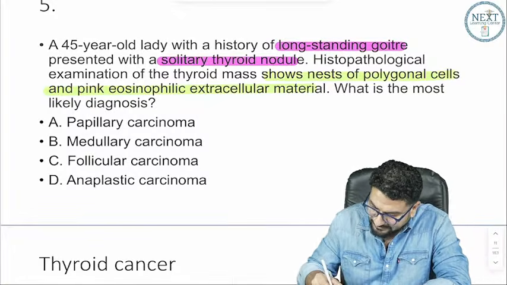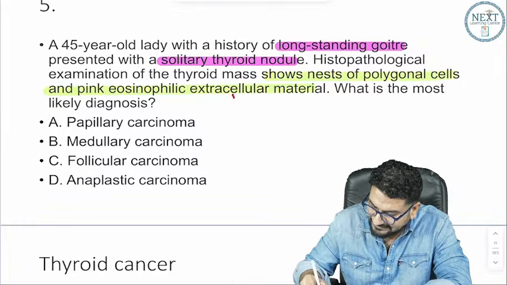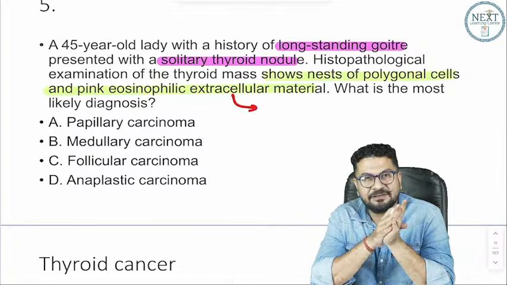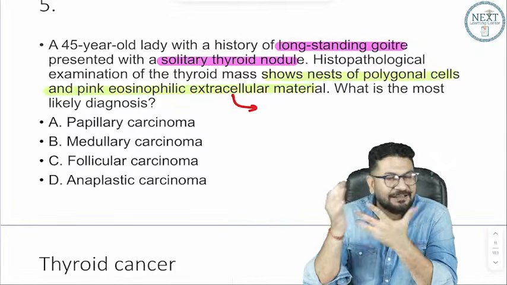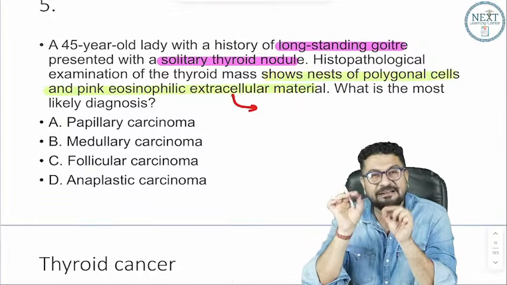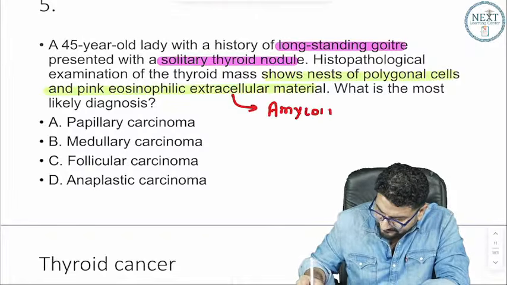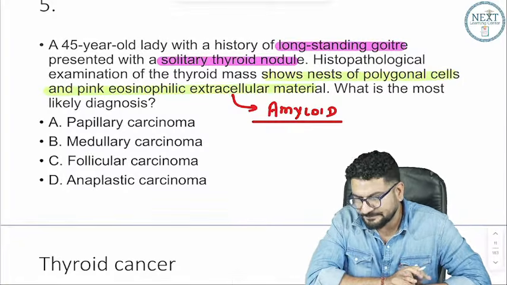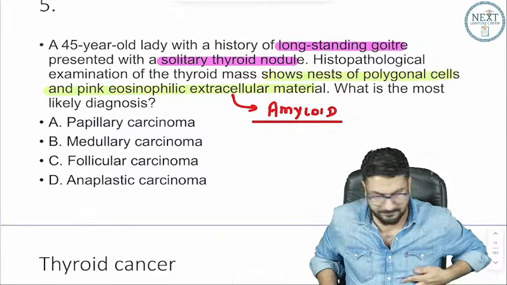So pink color, extracellular. This extracellular is the hint which I think is the most important hint. In the question, if they had given patient having apple green color in polarized microscopy, then you could have nailed the answer in a better way. But now they are telling you pink eosinophilic, but hint is extracellular. What is extracellular? Extracellular material is amyloid. So just remember, whenever you see amyloid, it is always an extracellular deposit, right? So it is amyloid.